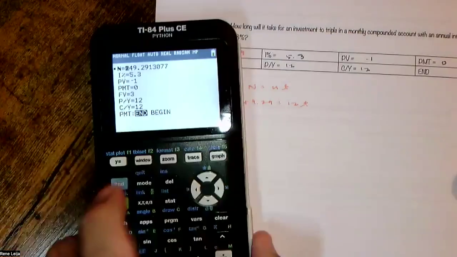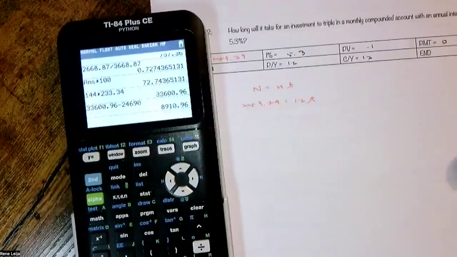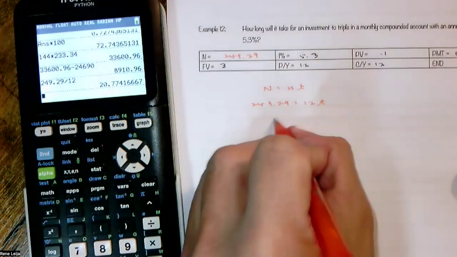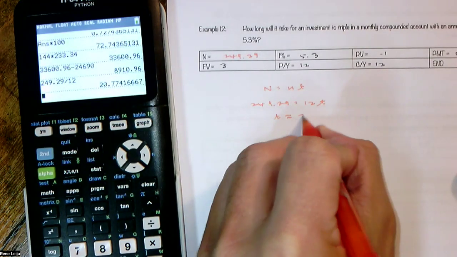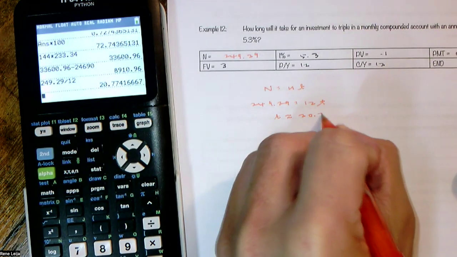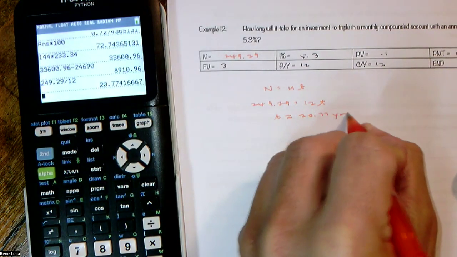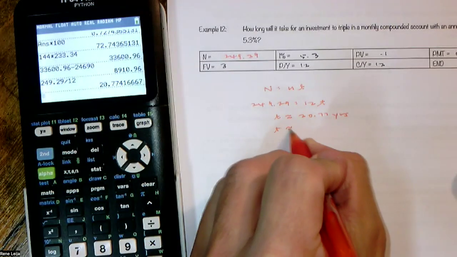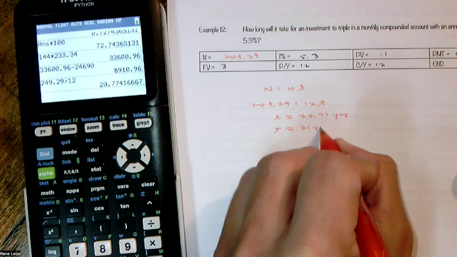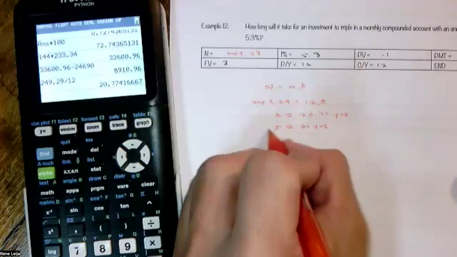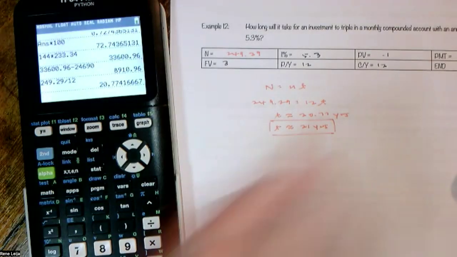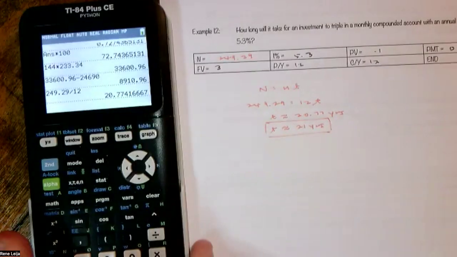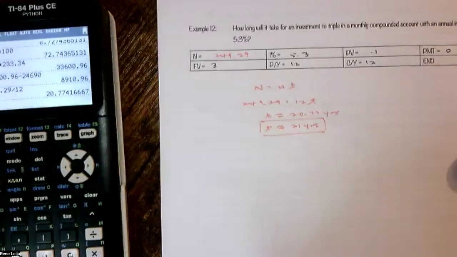So all we're going to do is take this amount, the 249.29, and divide it by 12. We're going to get a not so nice answer, but that's okay. So T is approximately 20.77 years. Or we can say that T is approximately 21 years that it will take for our investment to triple.